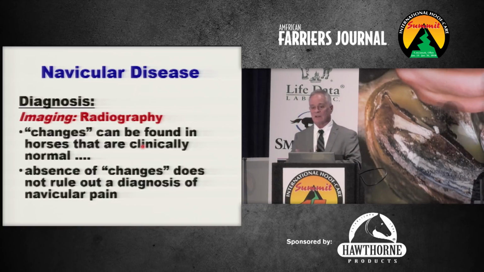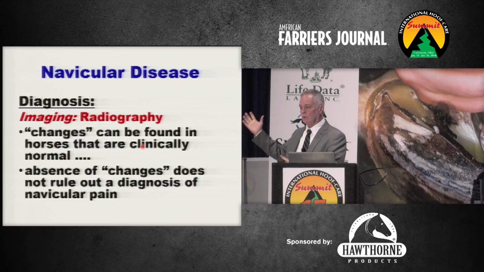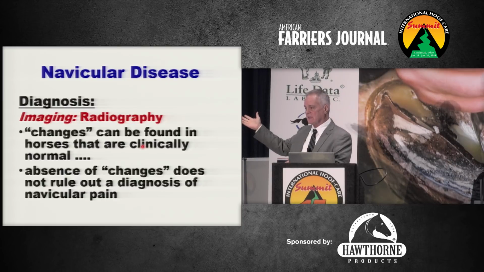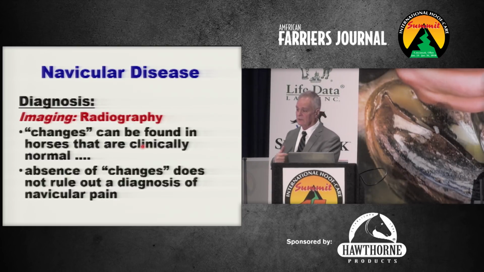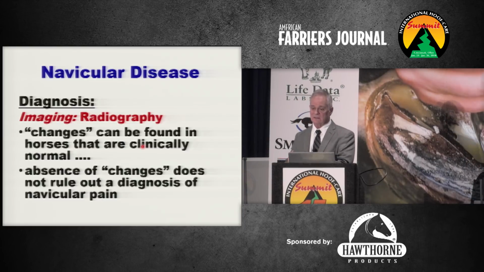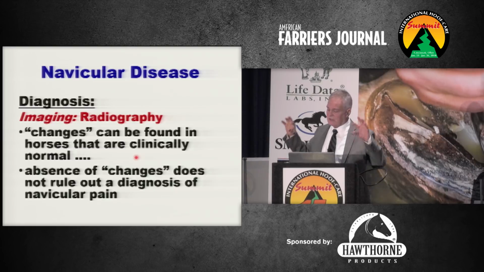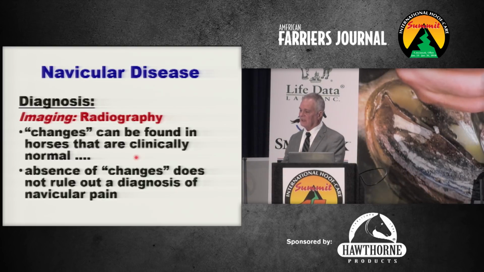Okay? Bone changes with navicular disease take a long time to happen. So when we see radiographic signs like that, that means the disease has been going on a long time and is very advanced. Okay? So the other bad news is you can see some mild signs in pretty much any horse.